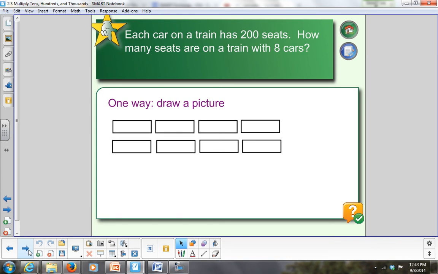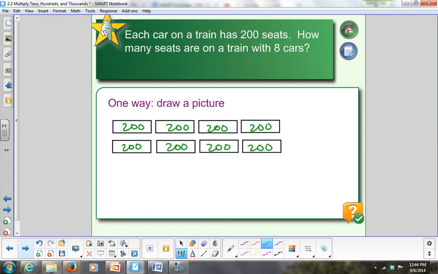Okay, so our first problem states each car on a train has 200 seats. How many seats are on a train with 8 cars? So the one way to do that would be to draw a picture. Okay, so I've drawn 8 train cars for you right there. And each one of these cars has 200 seats in them, right? Pictures is always helpful. If you can visualize it, it really helps to be able to figure it out.